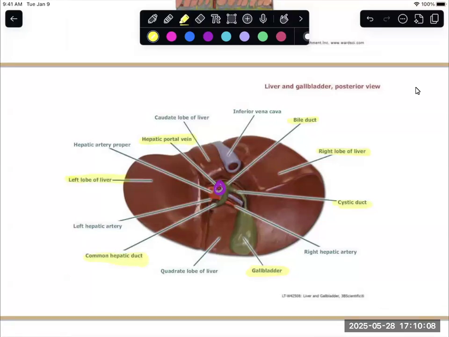Make sure I've got everything here. Oh, the hepatic artery. That's what I wanted to make sure. We have the hepatic artery, or that's the hepatic artery proper, technically. And that should be all of it that we can see on this image.